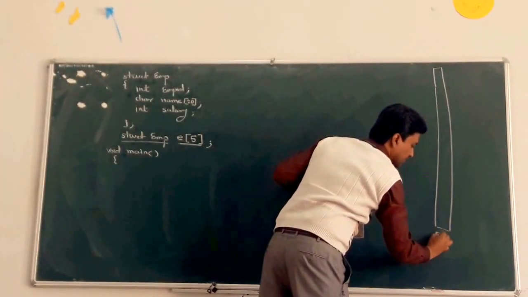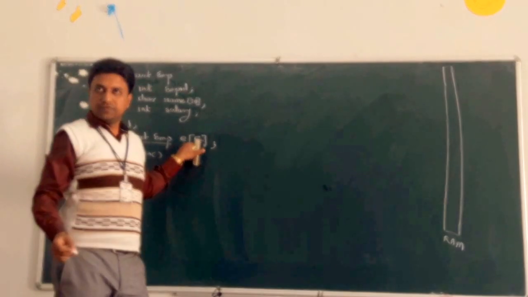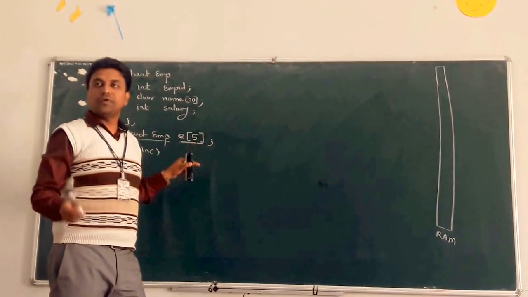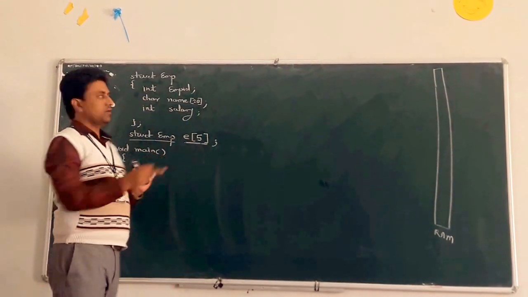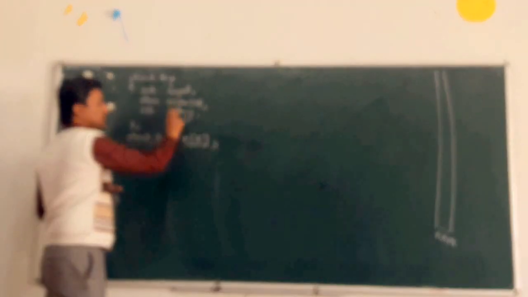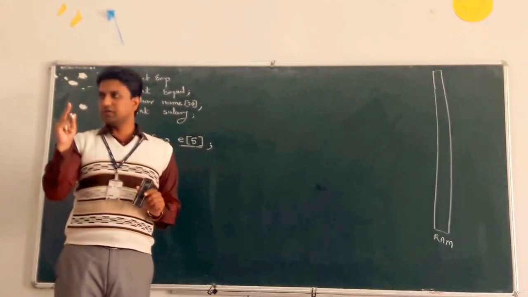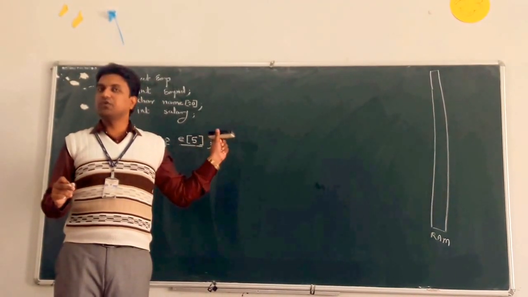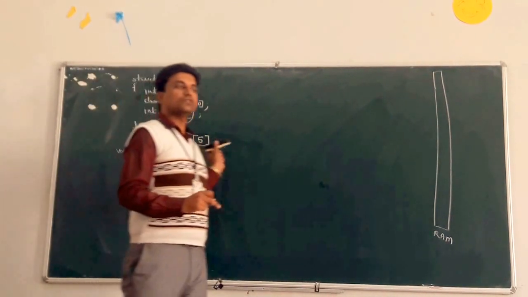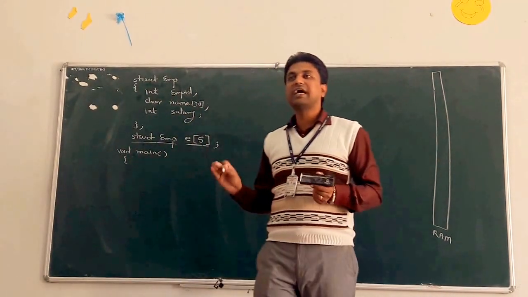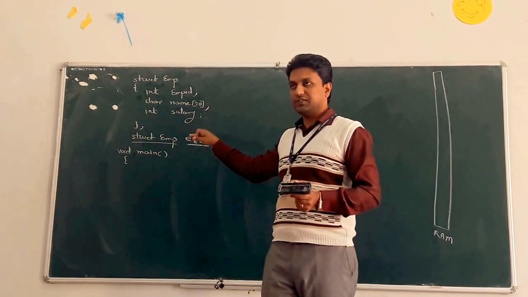This is your RAM, random access memory, and here is E of 5. How many bytes are reserved for the total array of employee? 20 plus 2 plus 2, that is 24 for one employee record, and 24 into 5, that is 120 bytes reserved on the RAM. On which partition? Global partition.